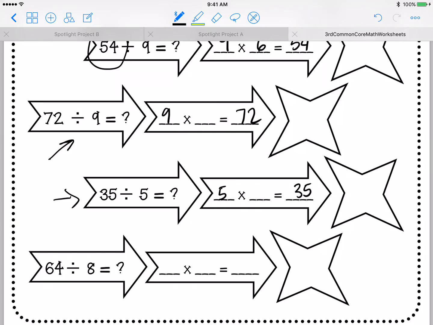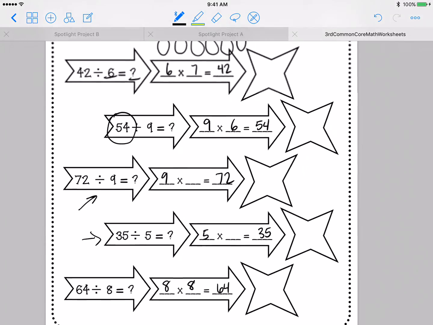64 divided by 8. So 8 times something. What is my rhyme and time for 64? 8 times 8. Clips fell on the floor. Pick them up, all 64. So 64 divided by 8 is equal to 8. So I want you all to practice this if you don't have it already.